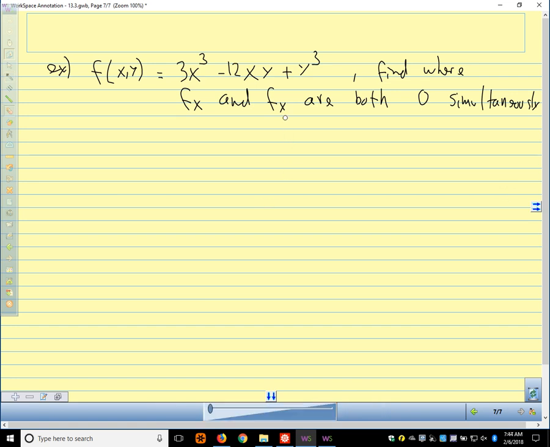I think I'm just excited when I write the y and I extend that line a little too far.